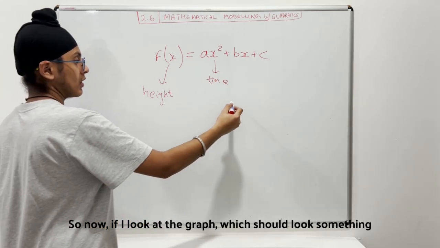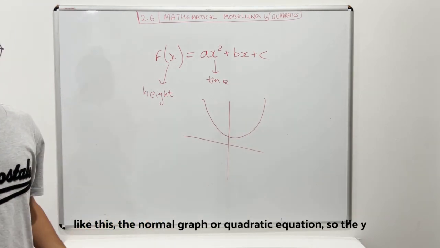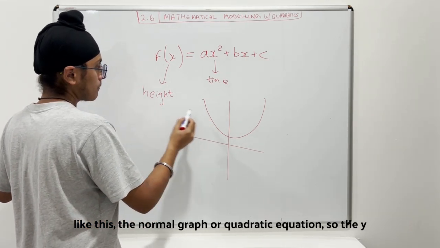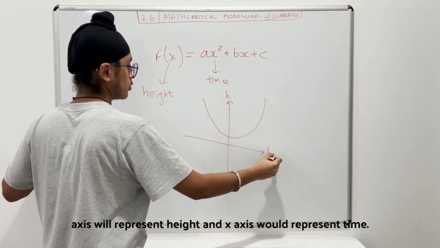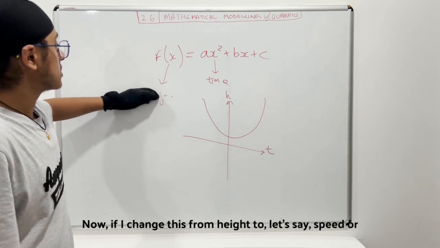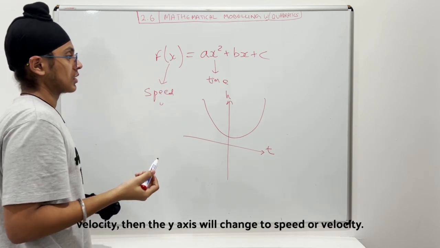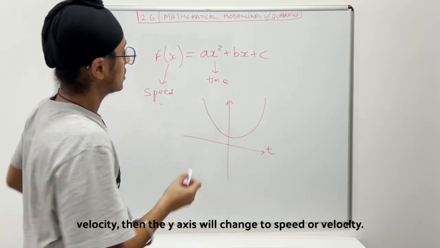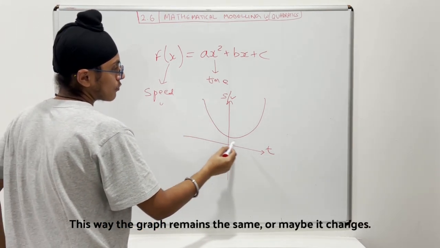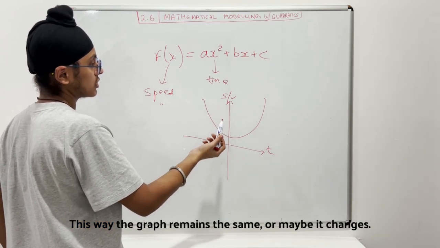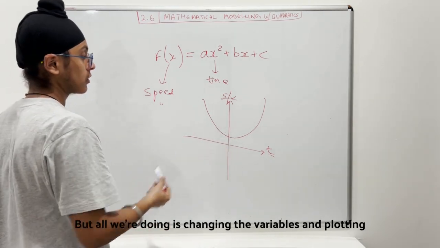So now if I look at the graph, which should look something like this, the normal graph for a quadratic equation, the y-axis will represent height and the x-axis will represent time. Now if I change this from height to, let's say, speed or velocity, then the y-axis will change to speed or velocity. This way the graph remains the same, or maybe it changes, but all we're doing is changing the variables and plotting the graph.